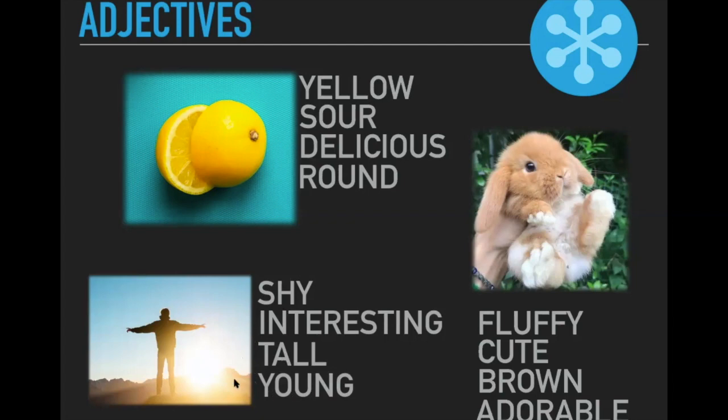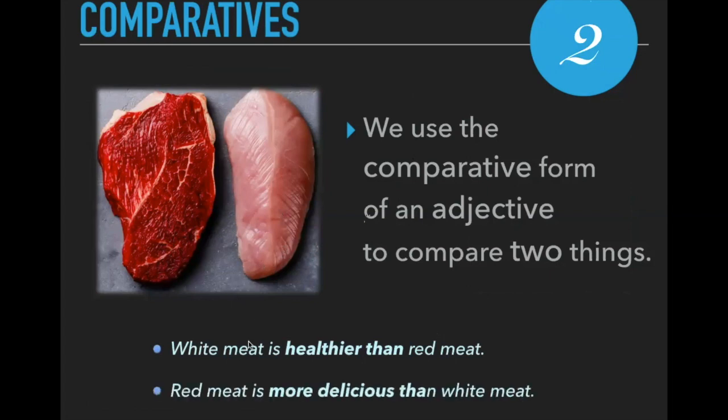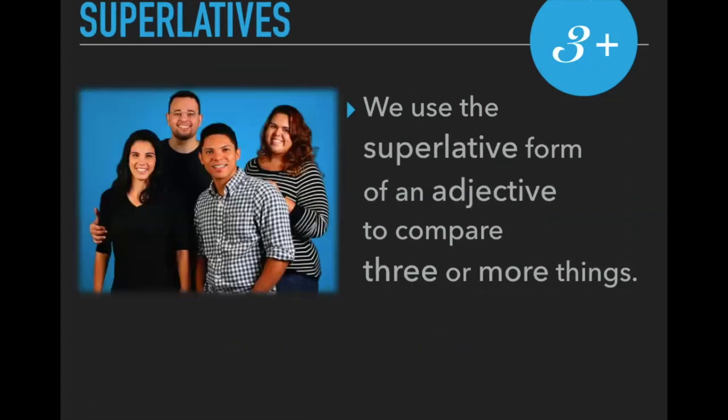So now that we know the adjectives, we can start talking about comparatives. We use comparative forms of an adjective to compare two things, as you can see in the picture here. And the examples are: white meat is healthier than red meat. Red meat is more delicious than white meat. So as you can see, we always compare two things. As opposed to superlatives.